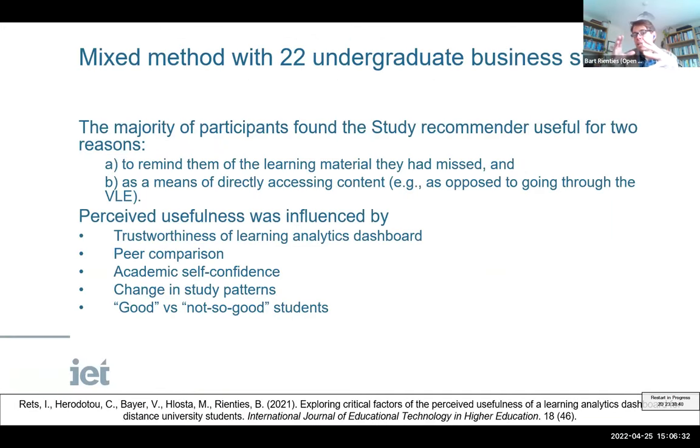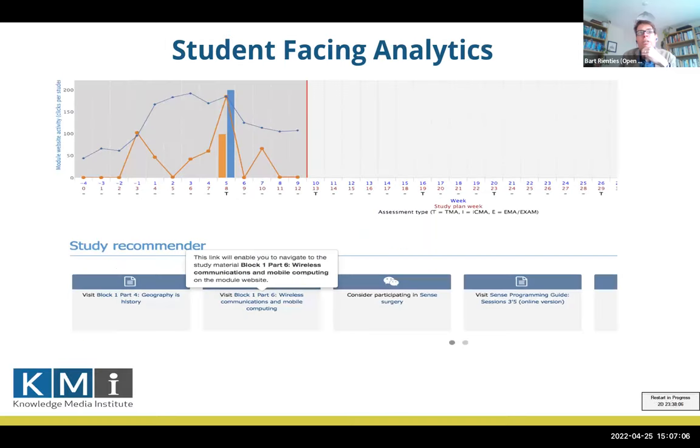At the same time, the relative usefulness seemed to be influenced by a certain number of factors. So one thing was some really believed these dashboards and others were a little bit more skeptical. And the people who were more skeptical were particularly worried about how they were being compared to peers and whether or not they were academically self-confident. And we found that so-called good students with high grades were much more comfortable using these systems than students who had not so good grades. So one potential concern is that by providing these dashboards, students who are already doing well get even more benefits, while students who are struggling might find it difficult. So we're still finding out the best way forward.